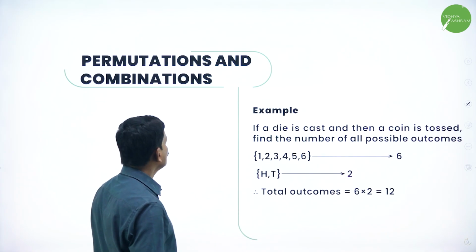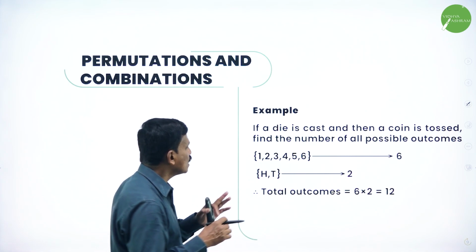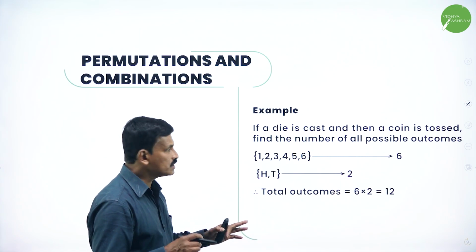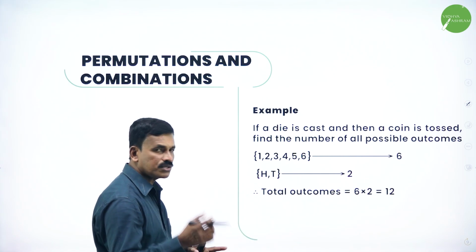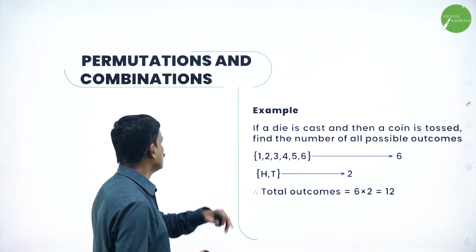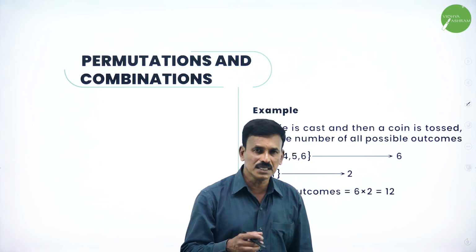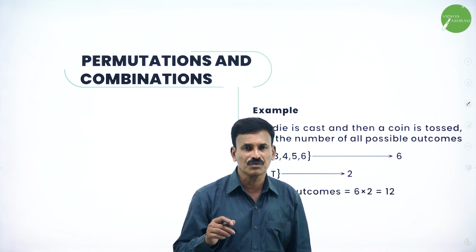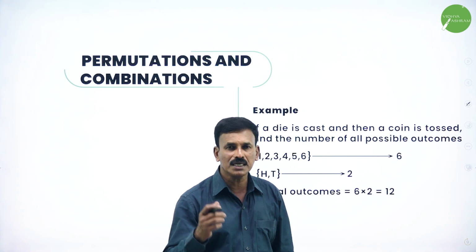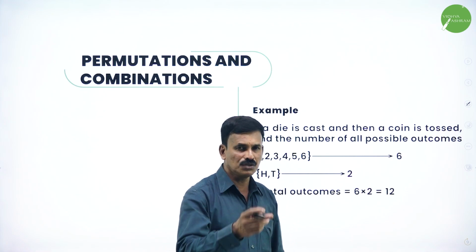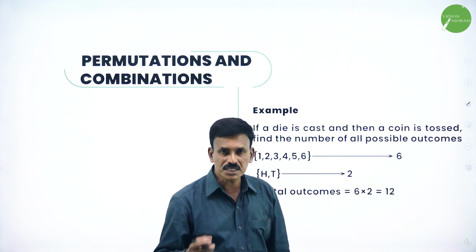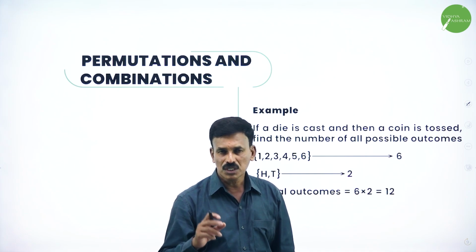Take an example. For example, a die is cast and then a coin is tossed. Find the number of all possible outcomes. A die is thrown and a coin is tossed. You know, a die is numbered 1 to 6, that is 1, 2, 3, 4, 5 and 6. Whereas if you toss a coin, what are the possibilities? You may get a head or a tail. How many events? 2 events. So, if you throw a die, the possible number of events is 6, whereas if you toss a coin, the possible number of events is 2, head and tail.